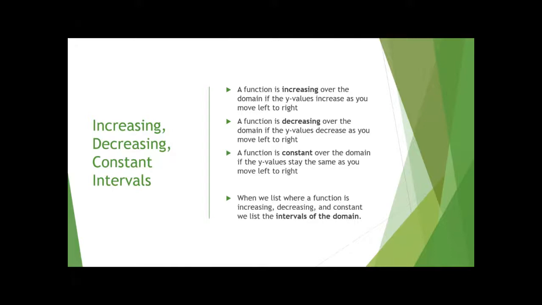So if you're moving left to right and it's going down, if your y values are decreasing, then the function is decreasing over that section. And then if you're moving left to right and your y values are staying the same, then it's constant over that section. I'm going to go into this in more detail when I have an example. But you want to remember that you give the x values for these intervals. You are not giving ordered pairs.